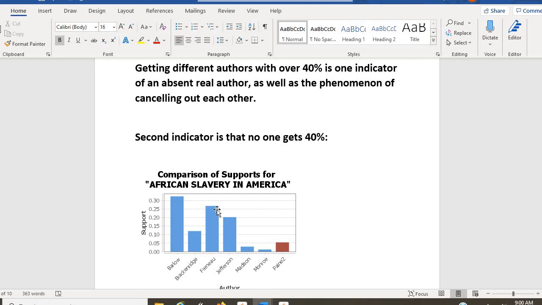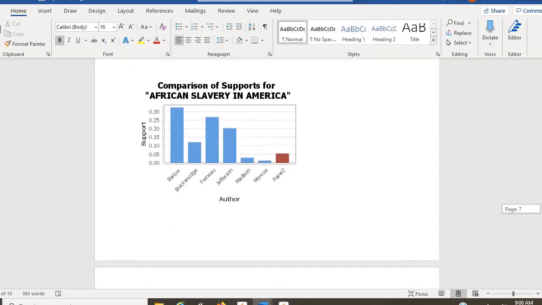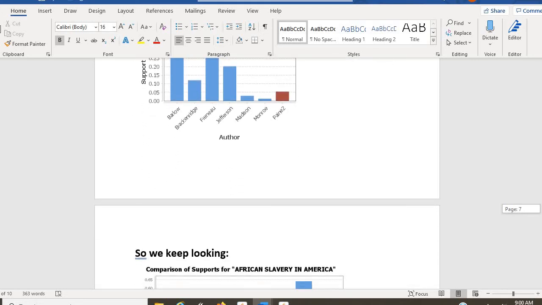If 2 people keep coming up 1 and 2, then you're dealing with collaboration. If no one shows up more than 40% and there's no constant 1 and 2 of the same 2 people, you probably don't have the author. In our case with African slavery, we're dealing with the first indicator: many people getting high results. So what do we do? We keep looking.